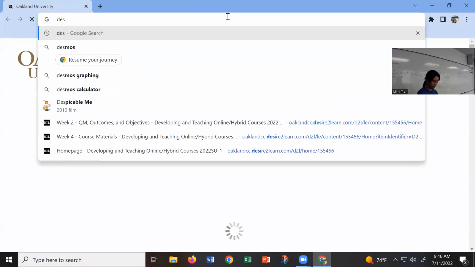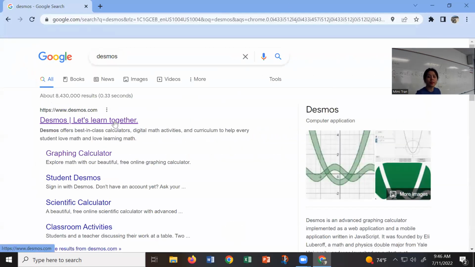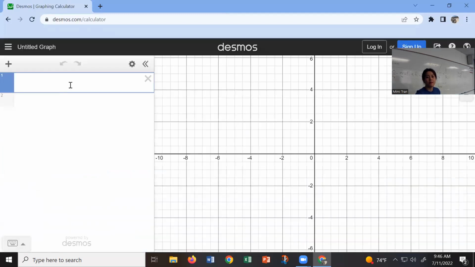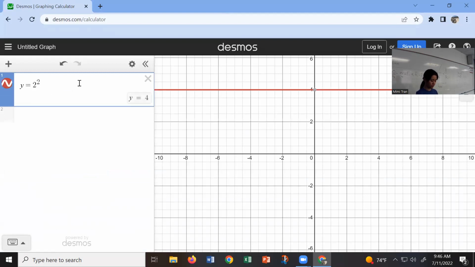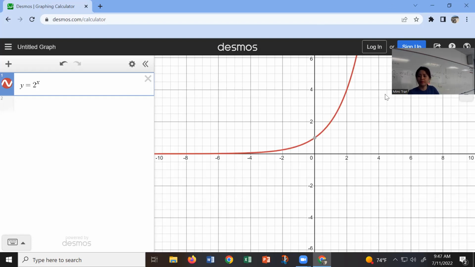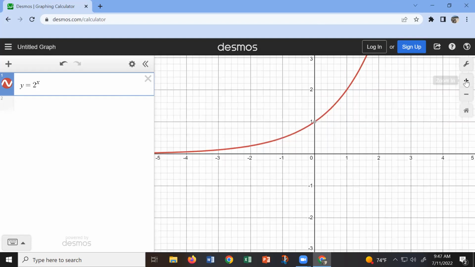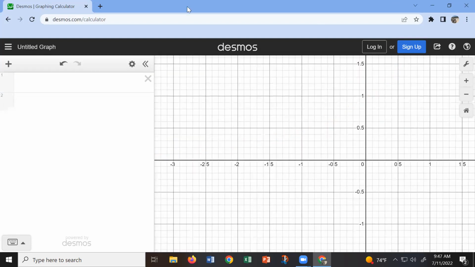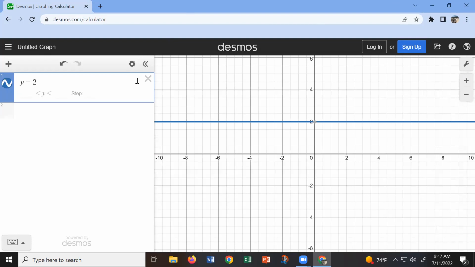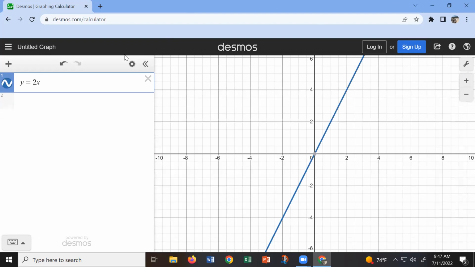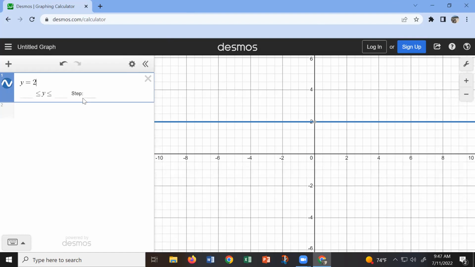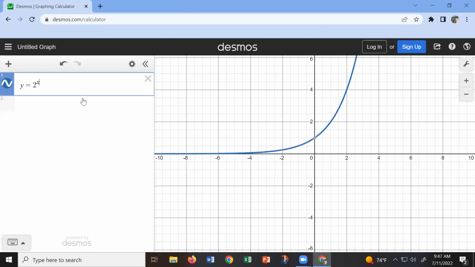Desmos, one of my favorite websites. It's called the exponential function. If I zoom this out, oh, darn it. Control Z. Y equals e to the x. Come on. e to the x. There you go.